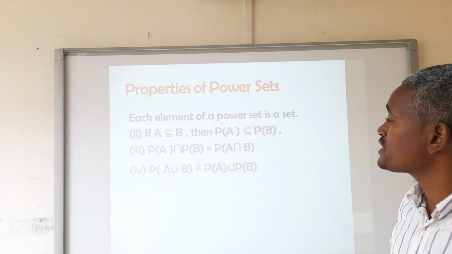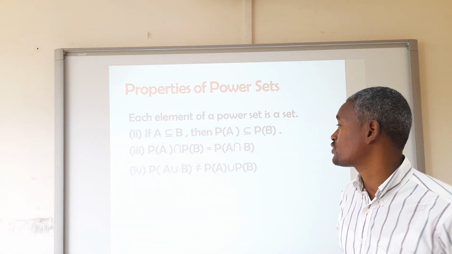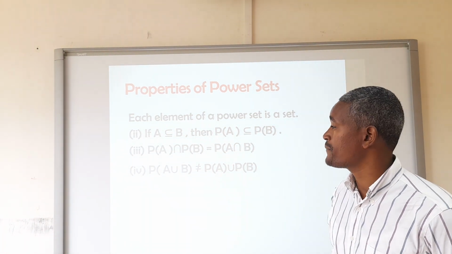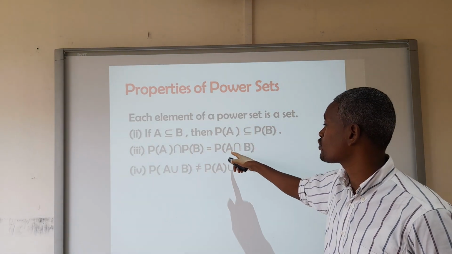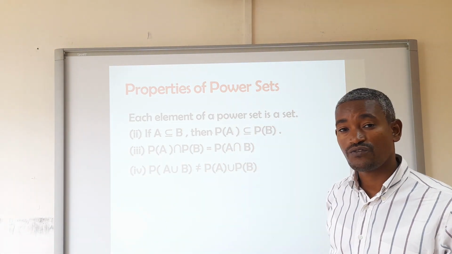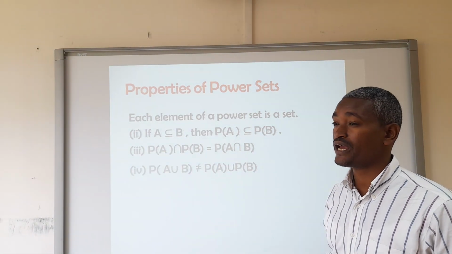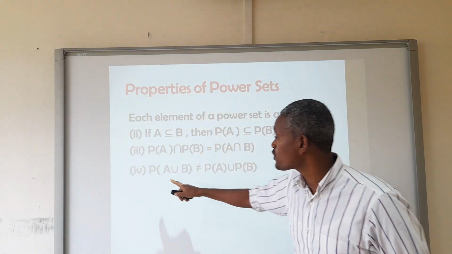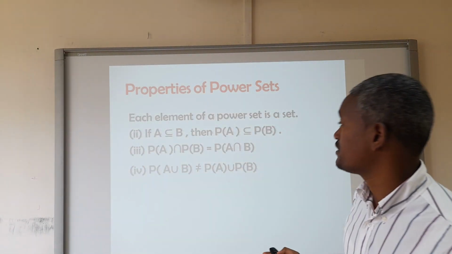And properties of a power set: if A is a subset of B, then the power set of A is a subset of the power set of B. The power set of A intersection the power set of B is equal to the power set of A intersection B. But the power set of A union B is not equal to the power set of A union the power set of B.